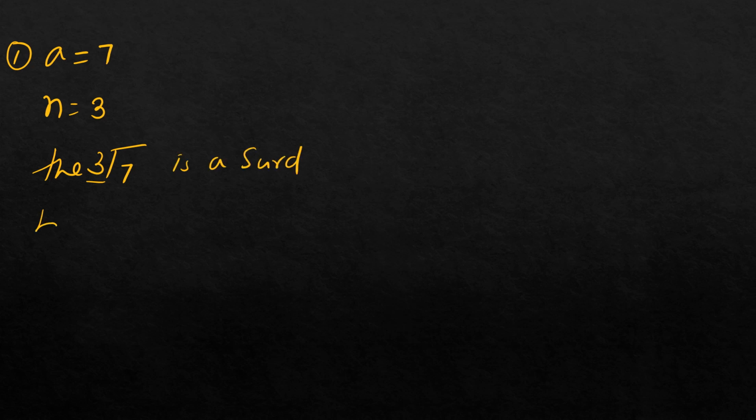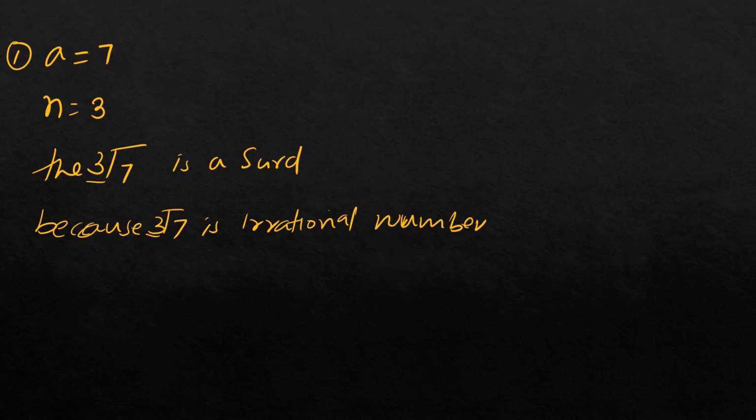For example, suppose I am saying a is equal to 7, n is equal to 3, and then cube root of 7. We know that root 7 will have an irrational answer. Naturally, cube root of 7 is also an irrational number, and it is a surd, because the answer of cube root of 7 is an irrational number. This much you should understand at this stage.